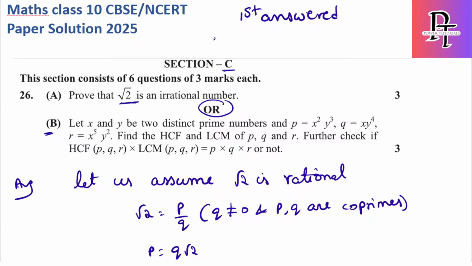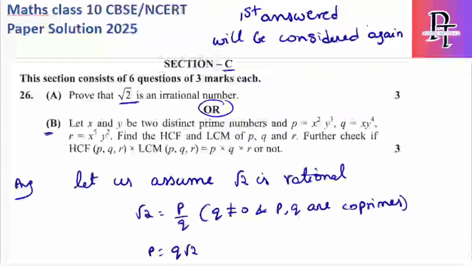will be considered for marking. I'm repeating again, if you want to solve both you can, but they will not consider the second answer which you are answering. They will only check whichever you answer first. Suppose we are answering A here, then they will only check the A part. If you are solving B first, then they will only check the B part. So whichever you are answering first, that will be considered for marking.